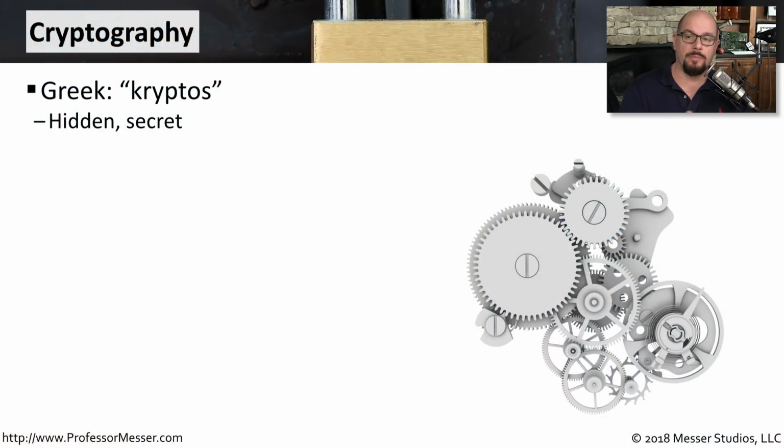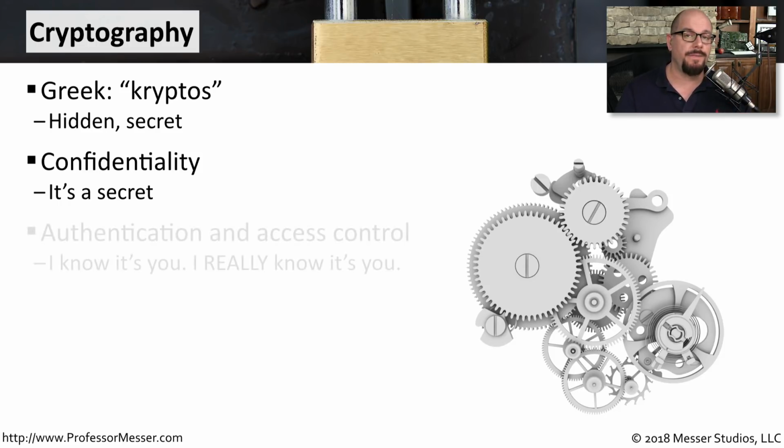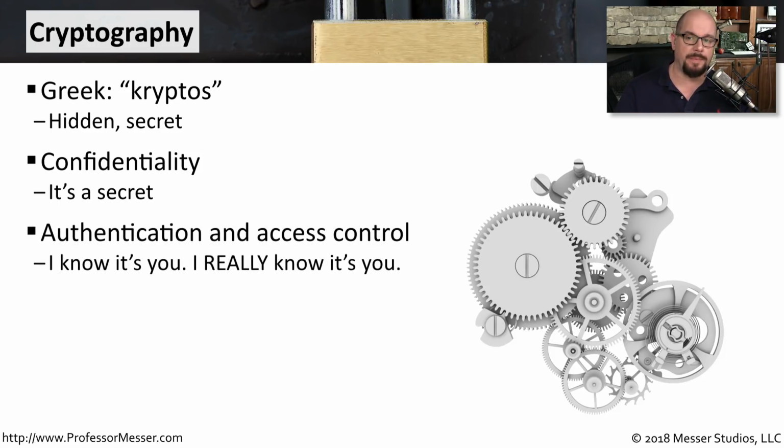Cryptography is derived from the Greek word kryptos, which means hidden or secret. And when we think about cryptography, that is one of the first things we think about: keeping things secret. Cryptography allows us to have confidentiality of data, but cryptography also allows some other capabilities such as authentication and access control. We can really determine if somebody is who they say they are.